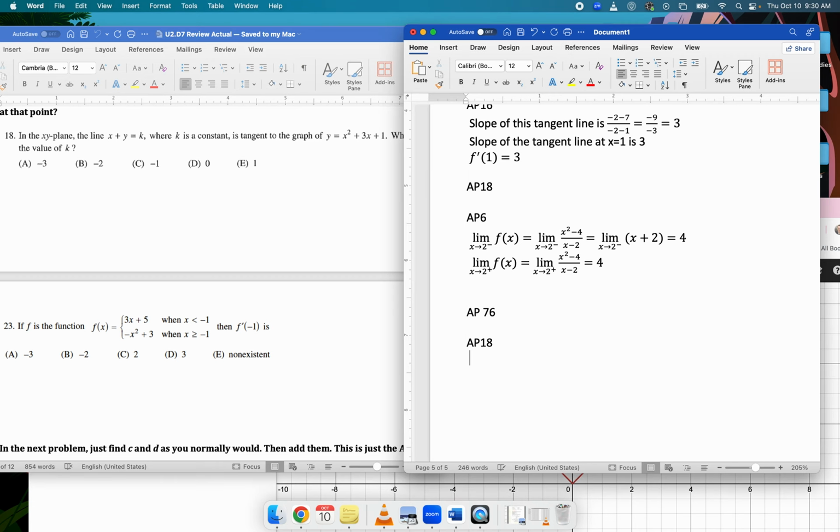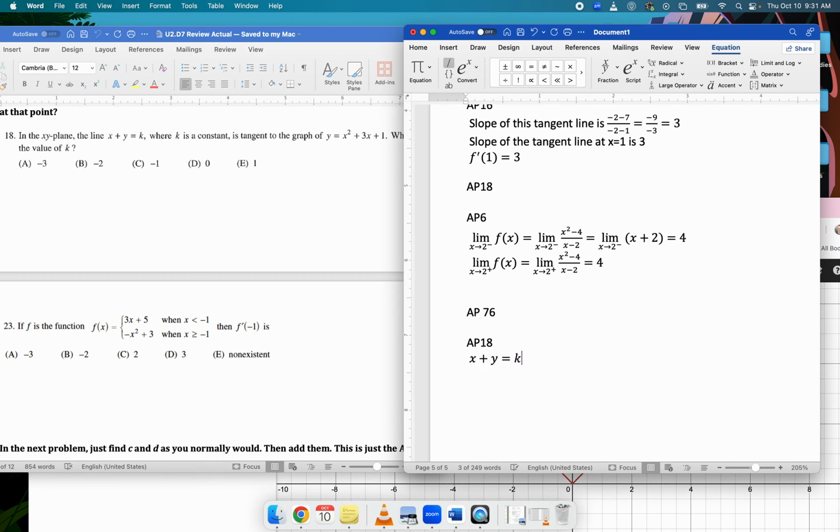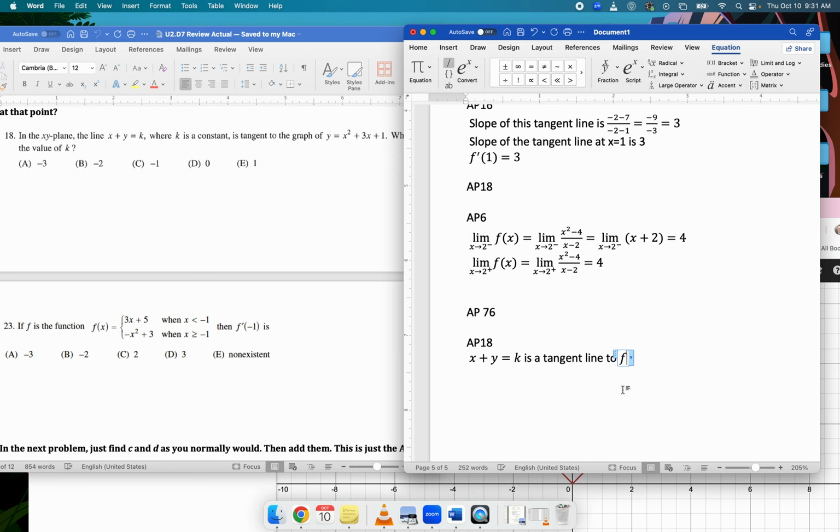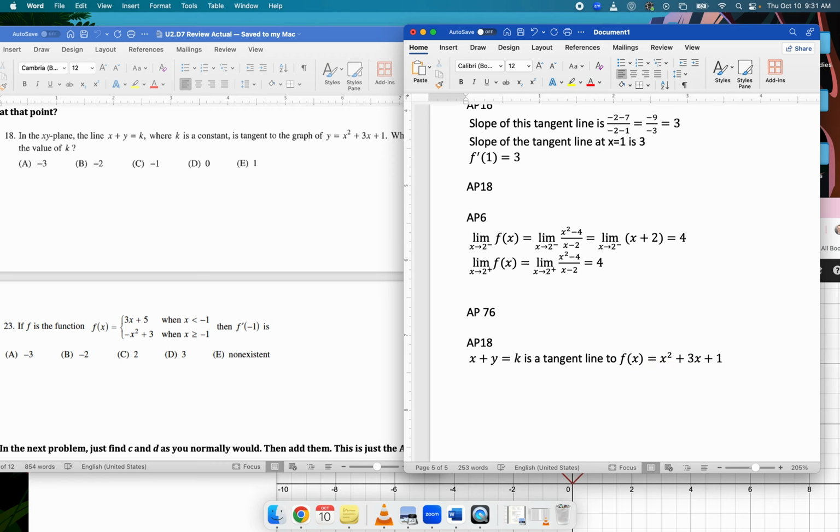Well, one thing I can say is this is a tangent line to this function that I'll call f. Okay, it's a tangent line. Where is it the tangent line? They don't tell you. Maybe it's a tangent line at 1, maybe at 2. You don't know. But I think I can find out, because this is the equation of the tangent line.